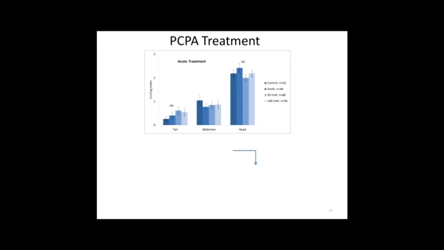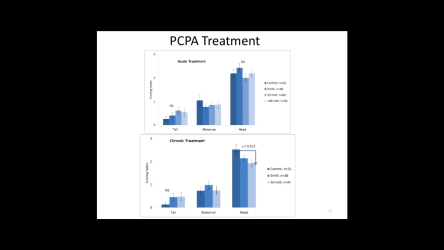PCPA, the enzymatic inhibitor of serotonin, was not seen to have any effect in the acute treatment. In the chronic treatment, it was seen that there was a decrease in sensitivity in the head between the control group and the 50 millimolar mid-range concentration group.